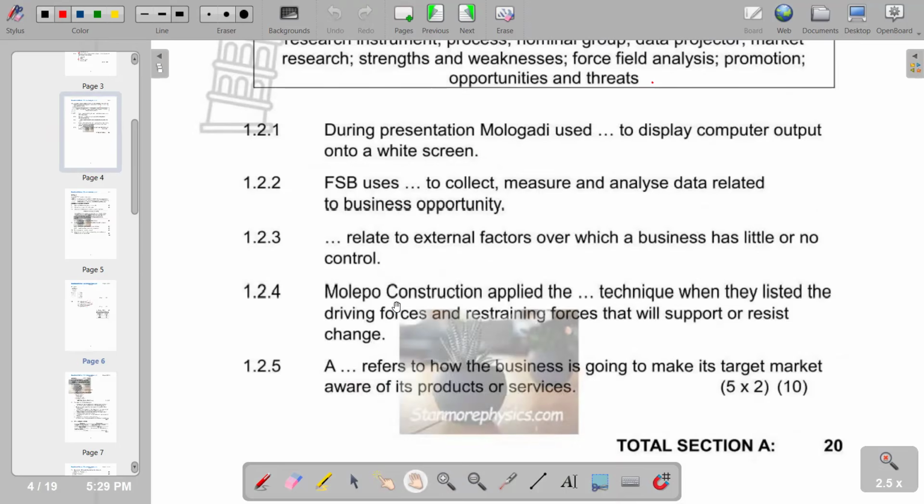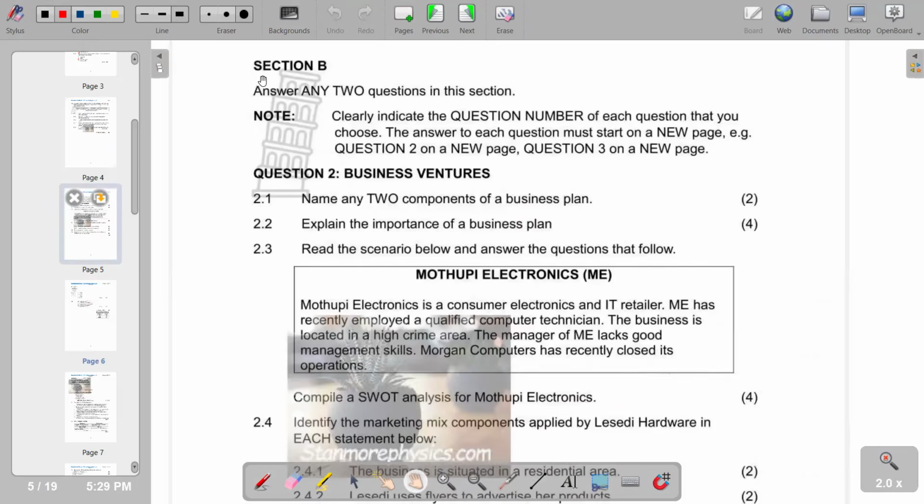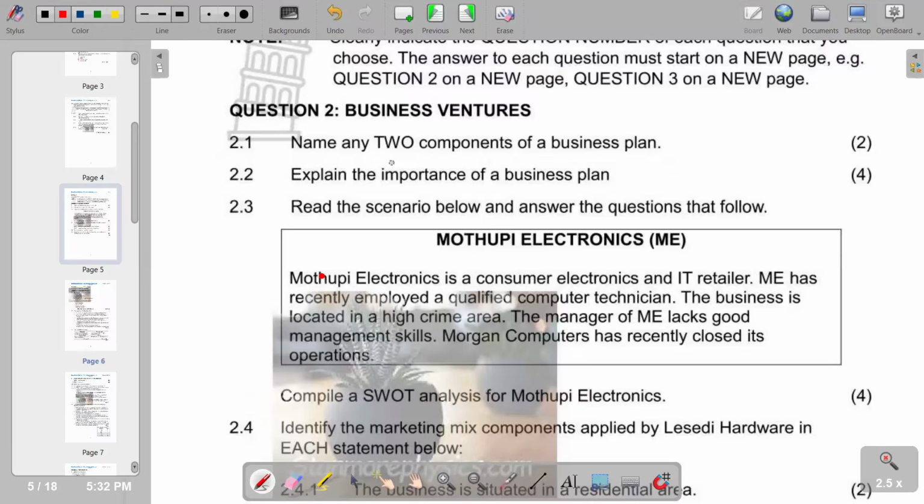And this is the last question that we have on our section A. Section A has a total of 20 marks. So from there, we move on to the next question, which is going to be our question 2. Our question 2 is on business ventures. The first question reads, name any 2 components of a business plan, for 2 marks.